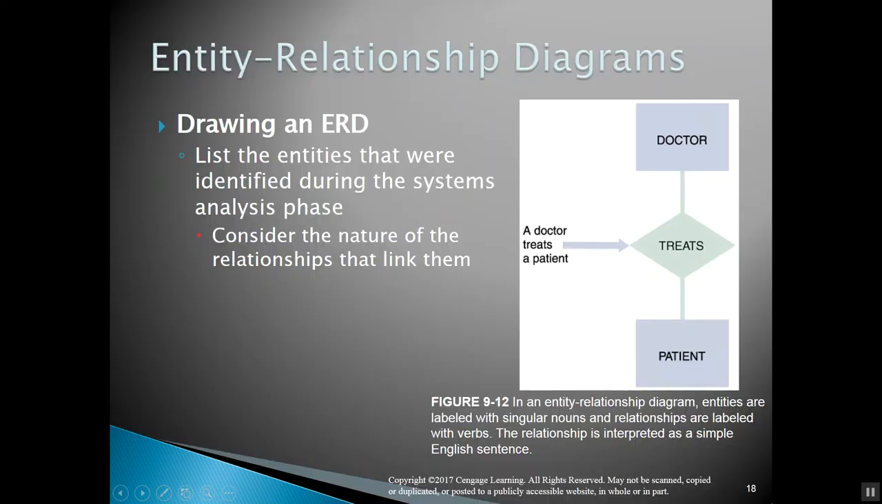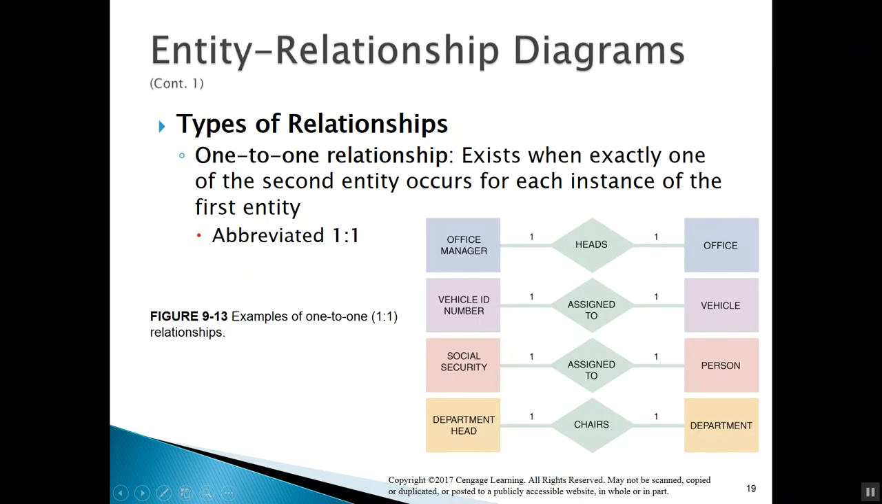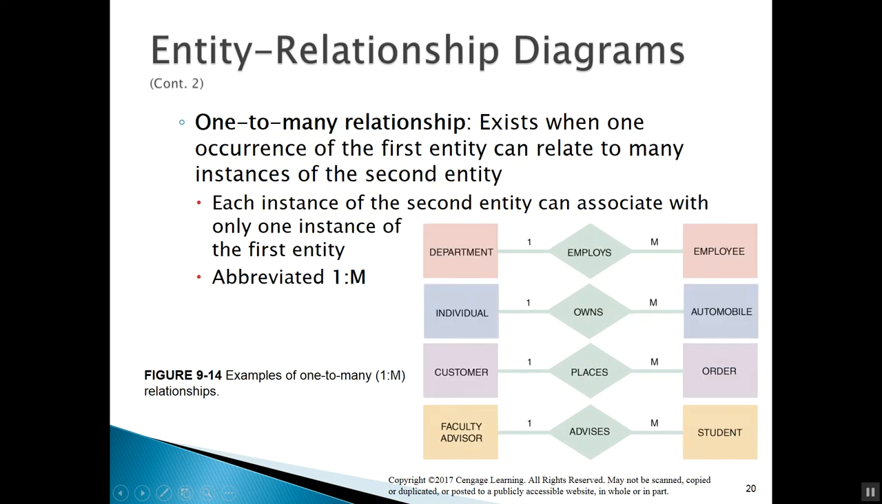Now, an entity relationship diagram, or ERD, lists the entities that were identified during the systems analysis phase. You consider the nature of the relationships, and then you just link them. Okay. A doctor treats a patient. So we create the one-to-one relationship that exists, and it's abbreviated 1:1. I talked previously about the one-to-many relationships.